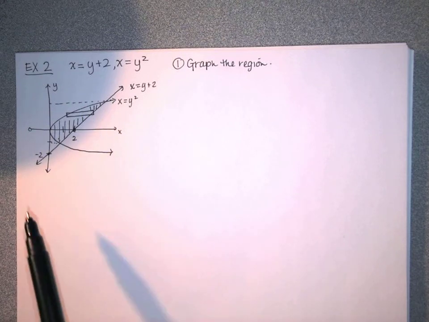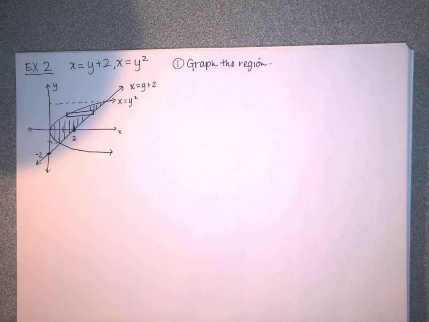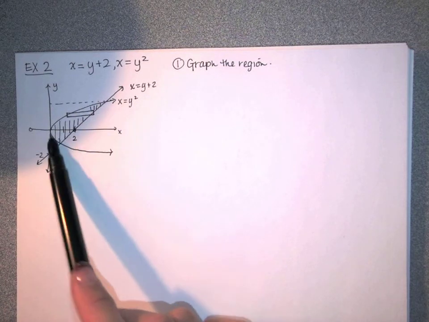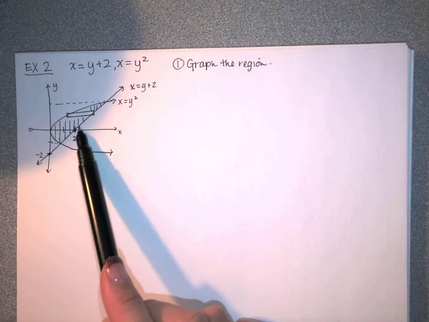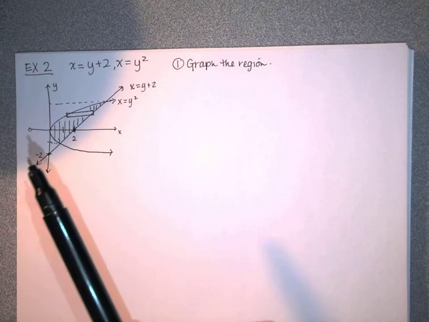This is going to be much easier. We're still going to have to do a lot of integrals, but we're not going to have to do twice as many integrals, because this function on the left is always on the left, and the function on the right, the line, is always on the right.